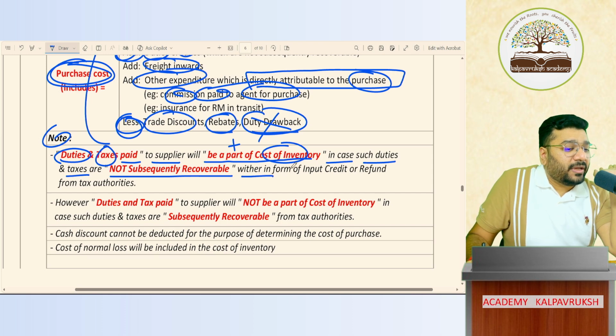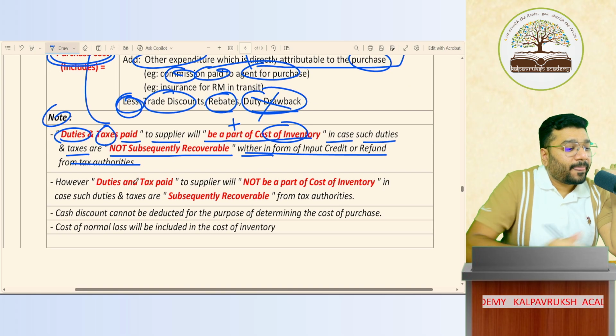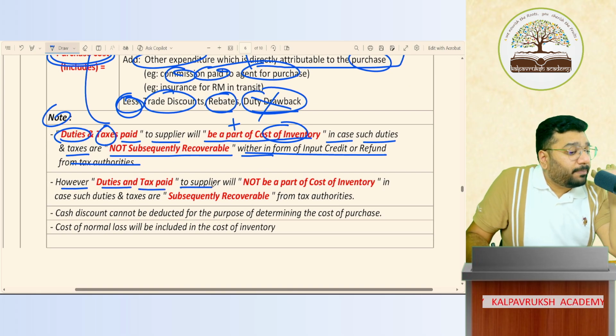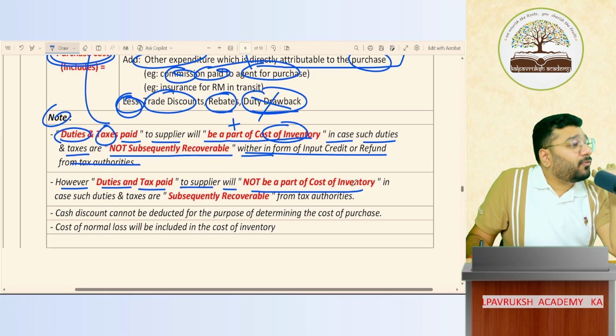Okay, same point they're trying to say. However, duties and taxes paid to supplier will not be a part of cost of inventory. Means what?